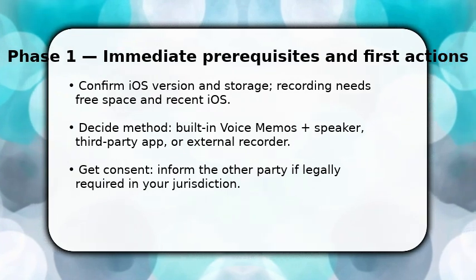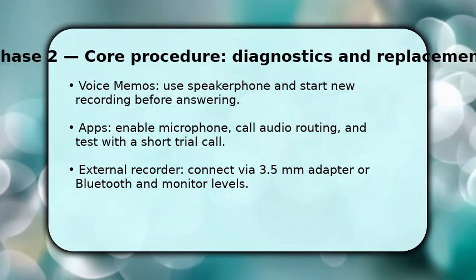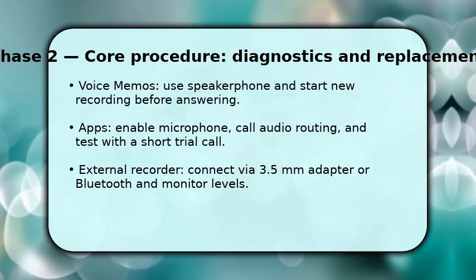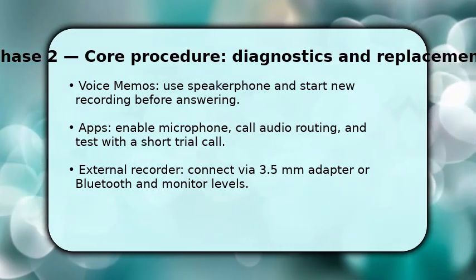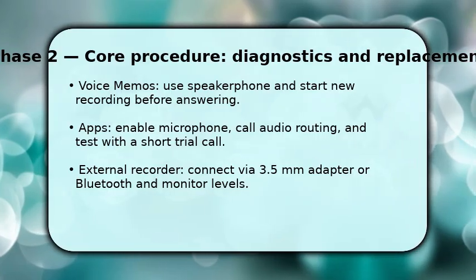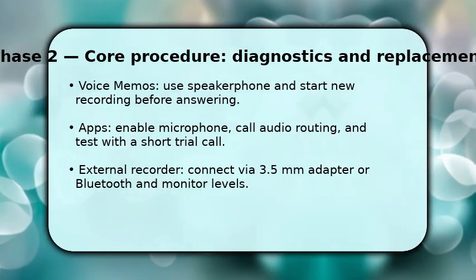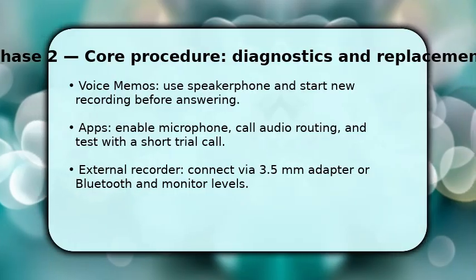Now you perform the recording steps. For voice memos, put the call on speaker and tap record immediately. This records what the iPhone plays aloud. For apps, open the app, enable microphone and call audio permissions, then place the call from the app or use in-call recording features. Test with a quick trial to confirm mixed audio. With an external recorder, plug the cable or pair Bluetooth, monitor audio levels, and use a short test clip.